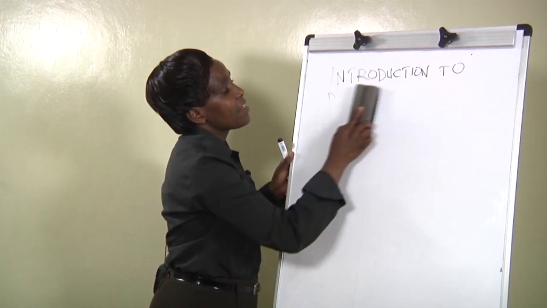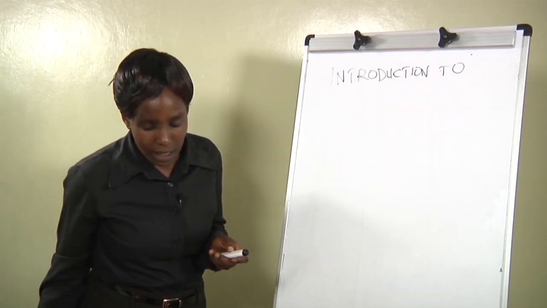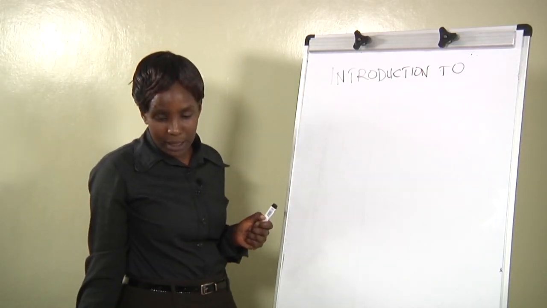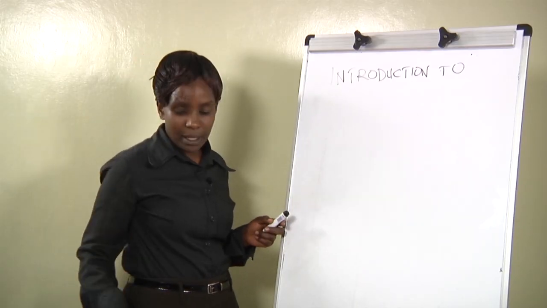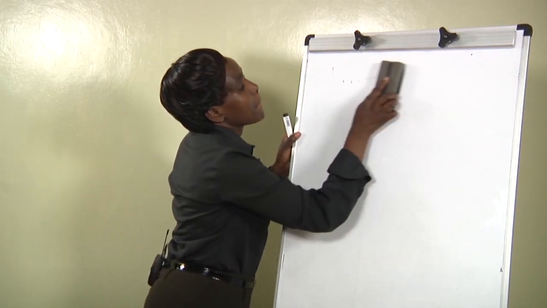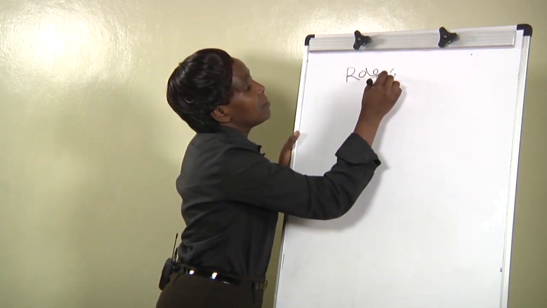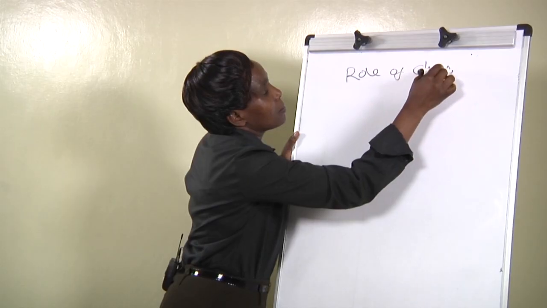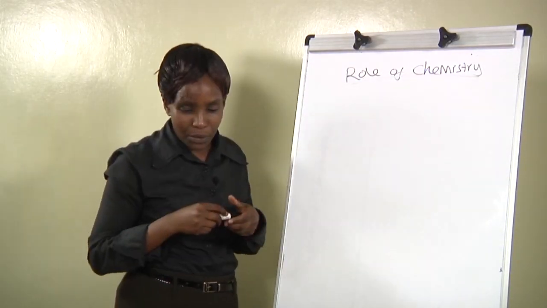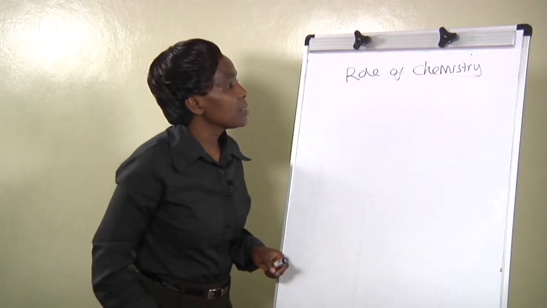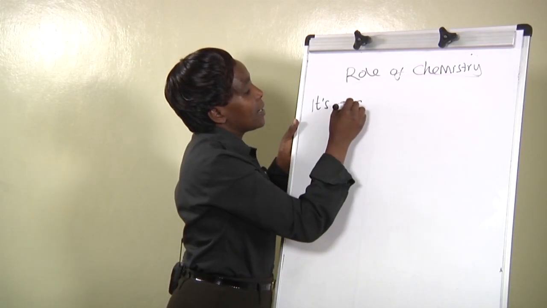We were also able to look at the effects of drug abuse, and I gave you some of the effects, and then I said that you should also be able to look at the other effects. So today we are going to look at the role of chemistry especially in the society, what is the role of chemistry. And one of the roles, we would say that it is a career subject. A career subject.